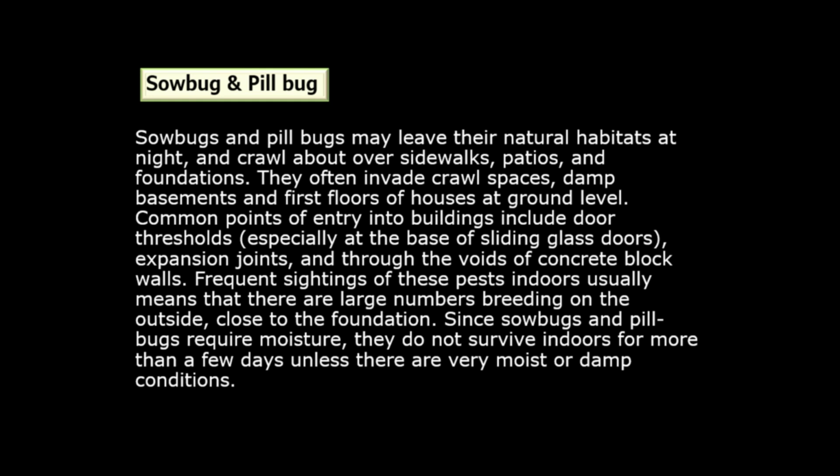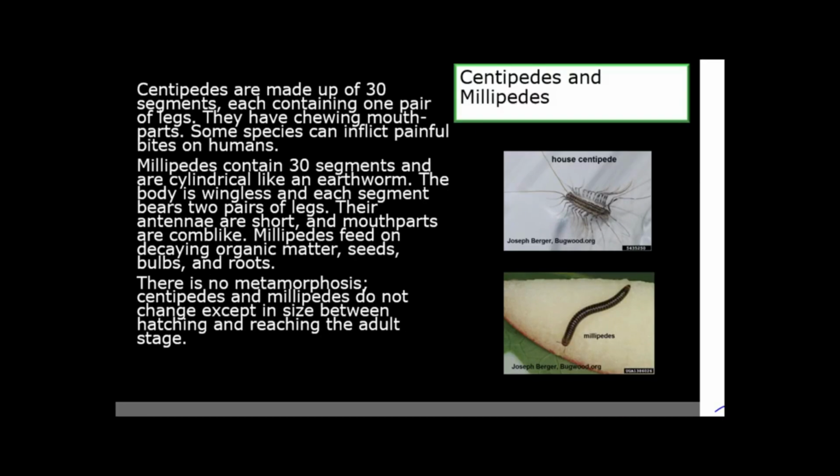Common points of entry into buildings include door thresholds, especially at the base of sliding glass doors, expansion joints, and through the voids of concrete block walls. Frequent sightings of these pests indoors usually means there are large numbers breeding on the outside close to the foundation. Since sow bugs and pill bugs require moisture, they do not survive indoors for more than a few days unless there are very moist or damp conditions.